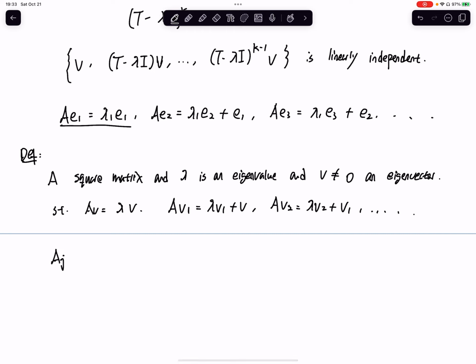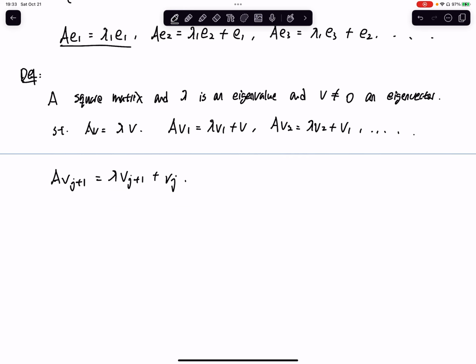So we have A v_(j+1) equals lambda v_(j+1) plus v_j for the generalized eigenvectors v1, v2. Suppose it terminates at k, which is smaller than or equal to n, and this is sometimes called a chain, a Jordan basis or a Jordan chain.